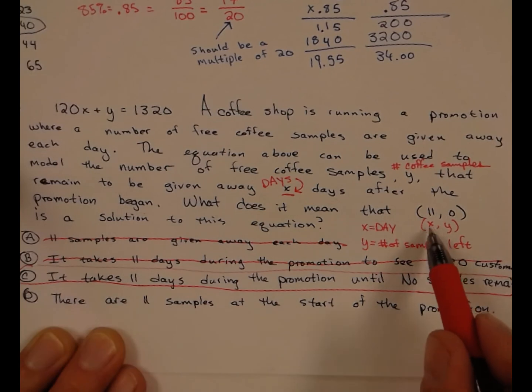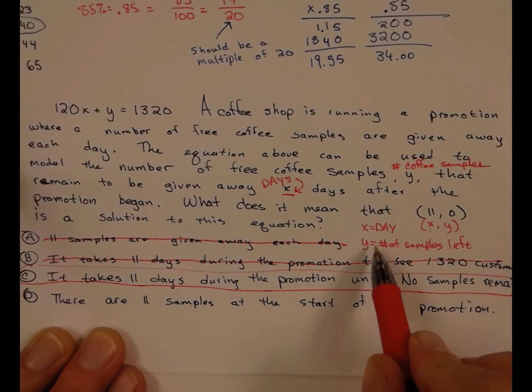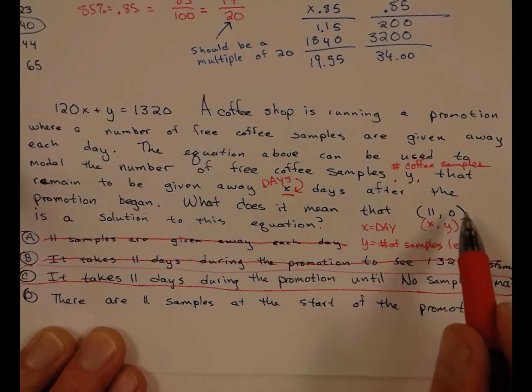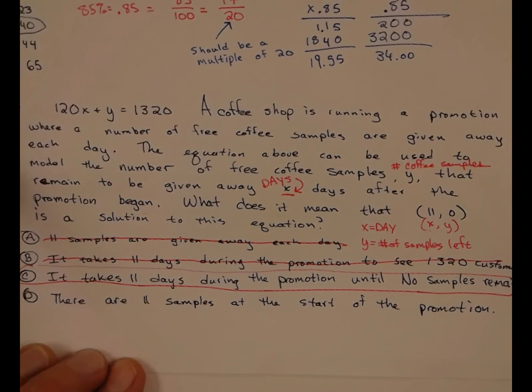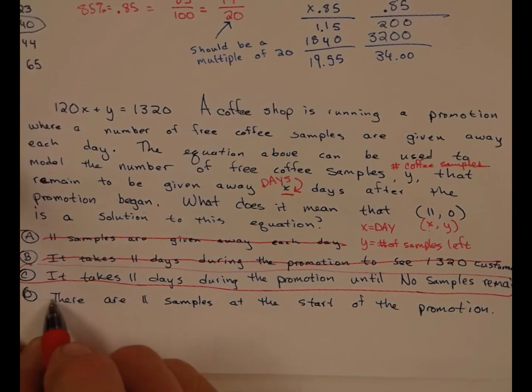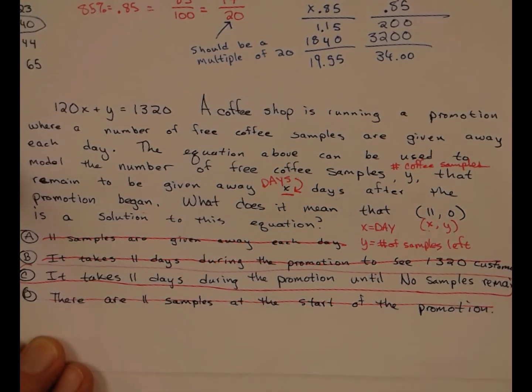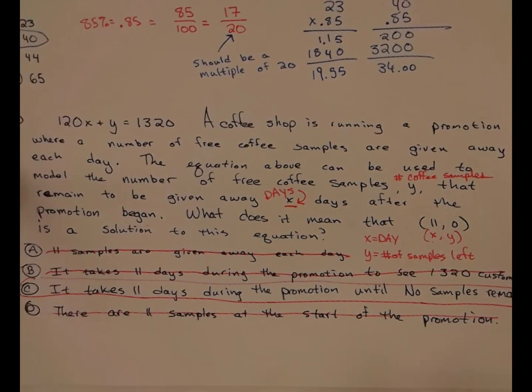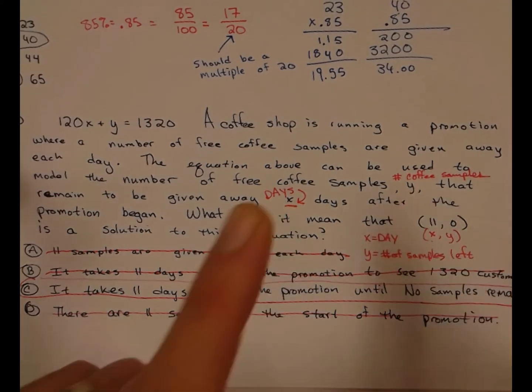Because once again, when X, the day, is 11 days after the promotion began, the number of samples left, Y, is 0. 11 days into the promotion, there are no samples left. And 11 samples at the start of the promotion, no, that's not it either. So this was an extremely long-worded problem, and the answer is literally right in the problem. They're asking us, basically, what does X and Y mean? What does it represent? And they tell us right in the question.